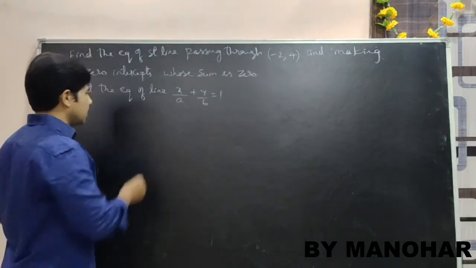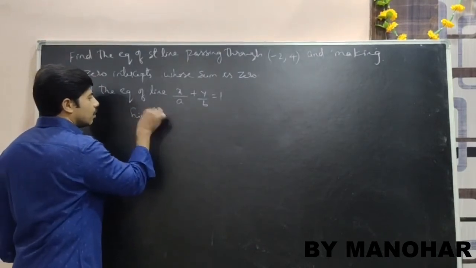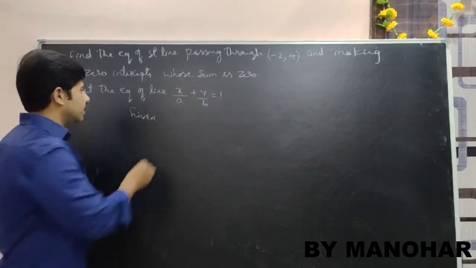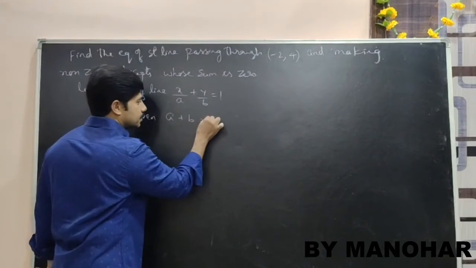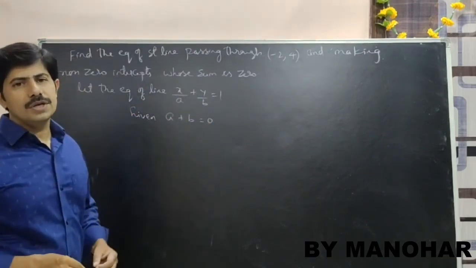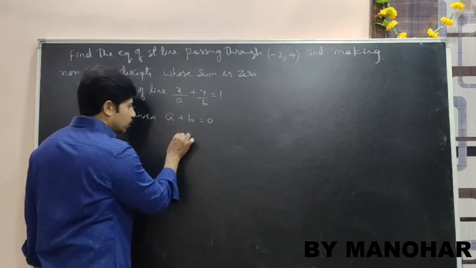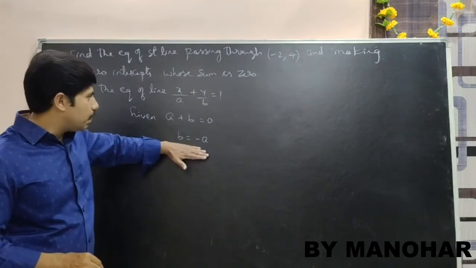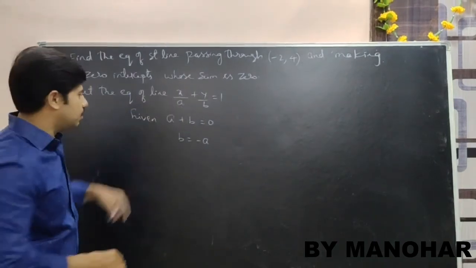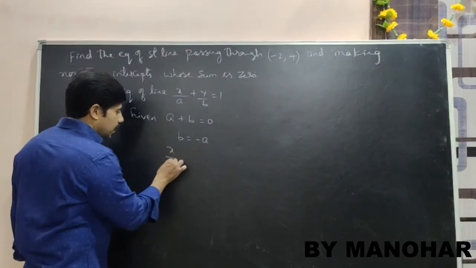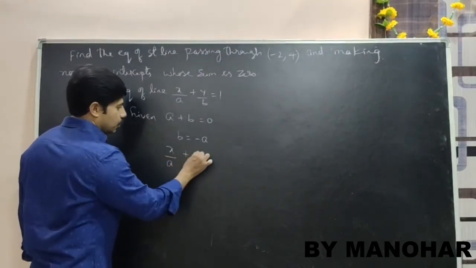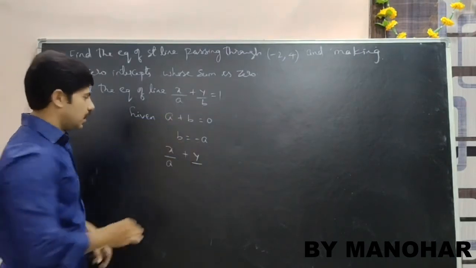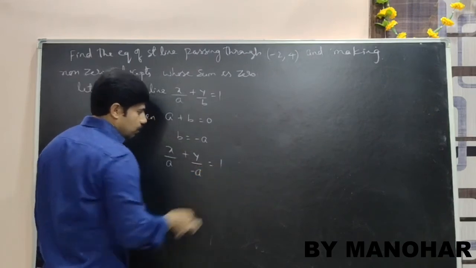After that, what I will do is, it is given that the sum of the intercepts. Now here, a is x intercept, b is y intercept. That means it is given that the sum of the intercepts, that means a plus b is equal to 0, right? Now from here, I'll find out what is b. B is nothing but minus a. Now I'll substitute back this in the above equation. That means we get x by a plus y by b. I'll not write b. B is nothing but minus a. I'll write minus a is equal to 1.